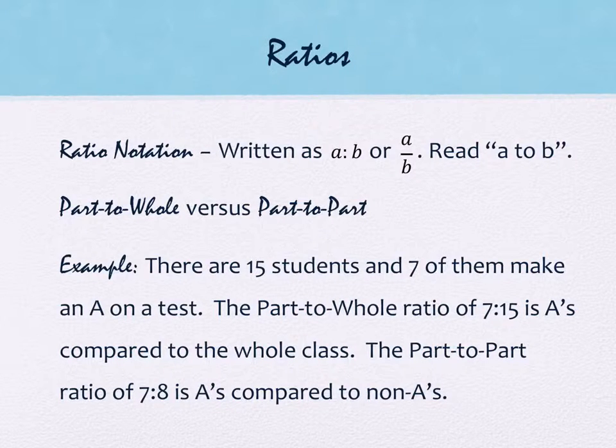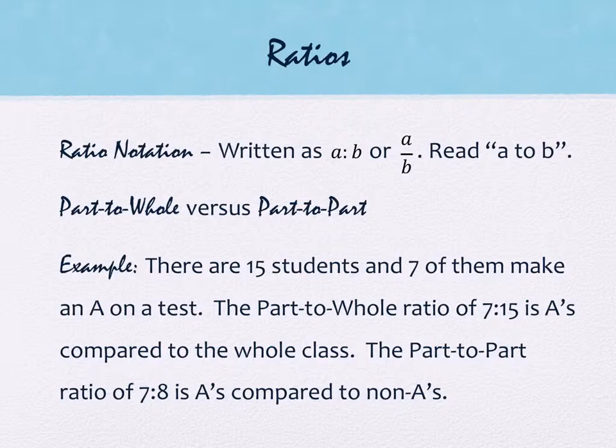A to B, or A divided by B in fractional notation. No matter how it's written, it's read A to B. It's a comparison. So a ratio is a comparison. There are two ways of comparing with ratios. There's a part-to-whole comparison and there's a part-to-part comparison. And these different ways of comparing ratios will come back up in Chapter 9 later on as well.